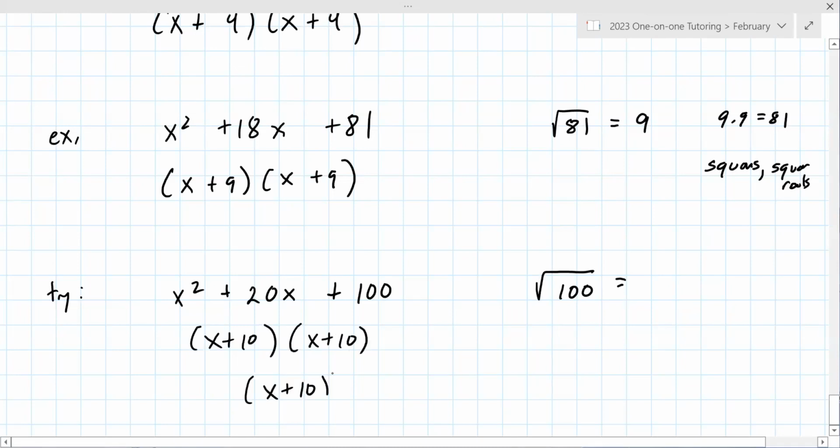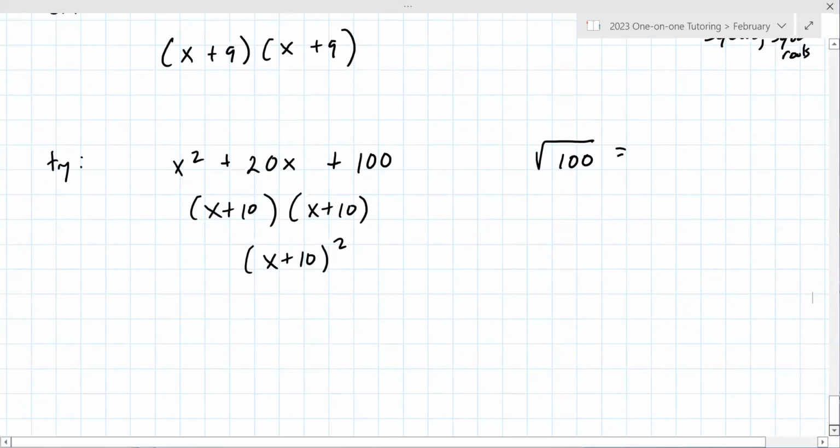Okay. So let me drop in the chat a link to my website, where I put up a squares and square roots reference sheet. You might look at that, print it out, or just look at it.